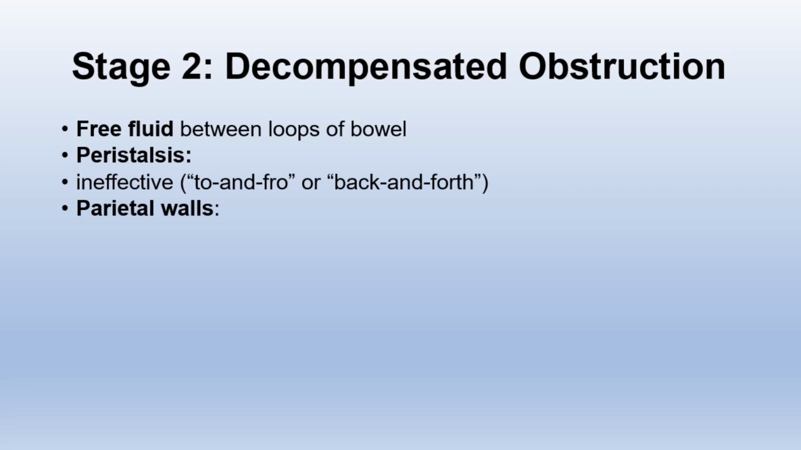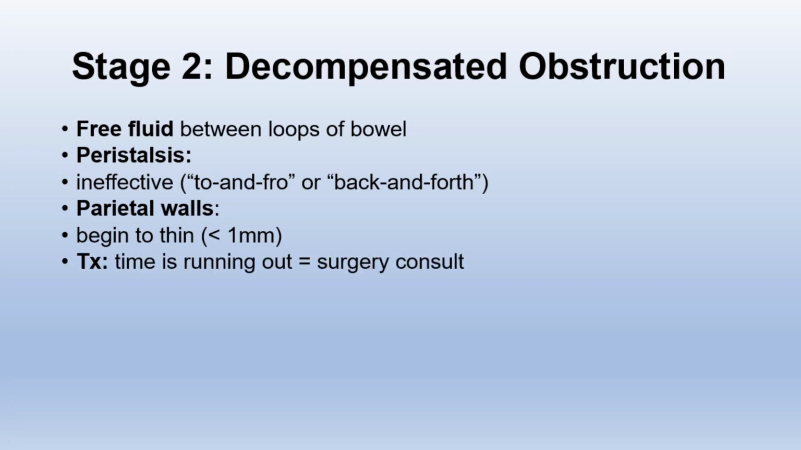Next, you're going to look at the parietal walls. And again, as things back up and the bowel dilates, the wall is going to start to thin to be less than 1 millimeter. Again, there's no consensus definition of this, but it's a yardstick. The key feature of this is that time is running out, and someone, not you, a surgeon, needs to make the decision. Is this person someone who needs to go to early operative intervention, or is this somebody who might respond and have a trial of conservative therapy? So there's no vascular compromise yet, but it's impending, and a decision needs to be made quickly.